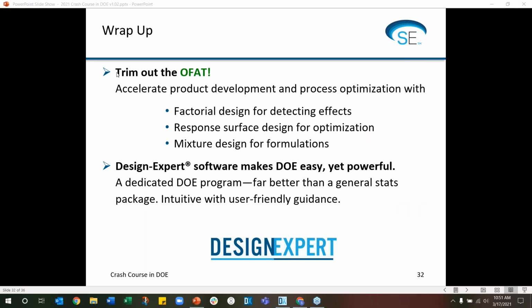We want to trim out the one factor at a time studies. You can really gain a lot in your manufacturing development, your research and R&D by using factorial designs for detecting effects, response surface designs for that real critical optimization, and if you're dealing with formulations, then use mixture design.